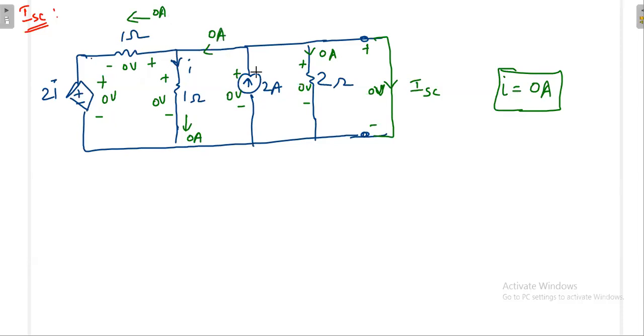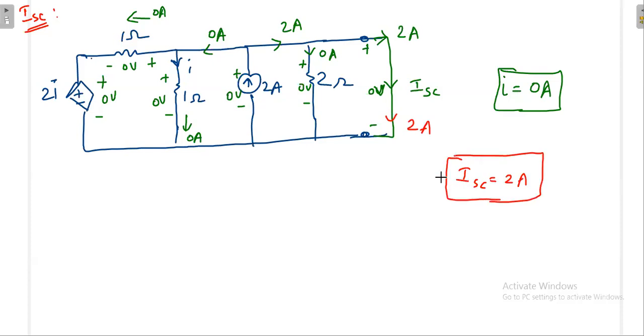This is 0 ampere. Now this 2 ampere is coming here. It is not going this way, so definitely it has to come this way, 2 ampere. And again here it is 0, so definitely the 2 ampere has to come here. Finally my short circuit current is 2 ampere. It may not be convincing to you, but this is the fact. Finally you'll get the short circuit current as 2 ampere, or otherwise you can go by any other method and you'll get the same answer.